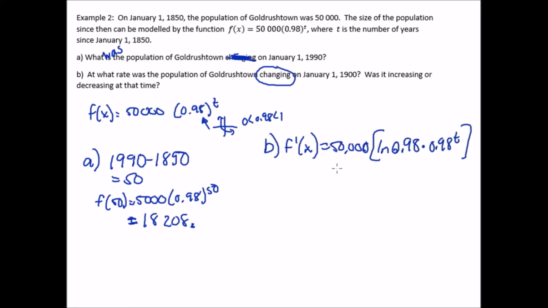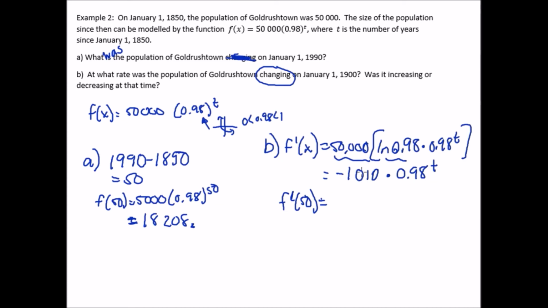Was it increasing or decreasing at that time? Here's the thing. 50,000 is a constant, and so is ln 0.98. So if we put 50,000 times ln 0.98 in our calculators, we actually get the coefficient of negative 1010. I'm just going to round it there. And then times 0.98 to the exponent t. So this is the actual derivative, but now let's actually find the derivative when x is 50.